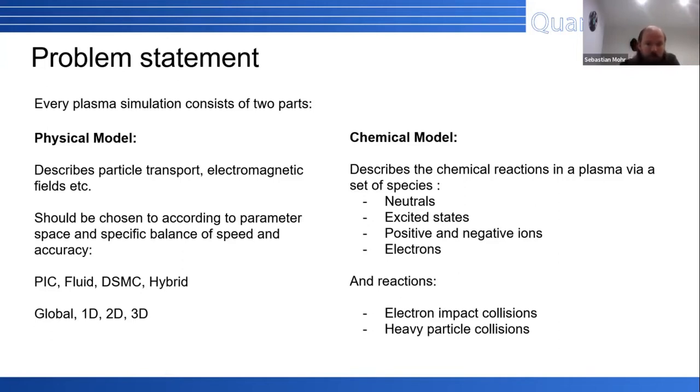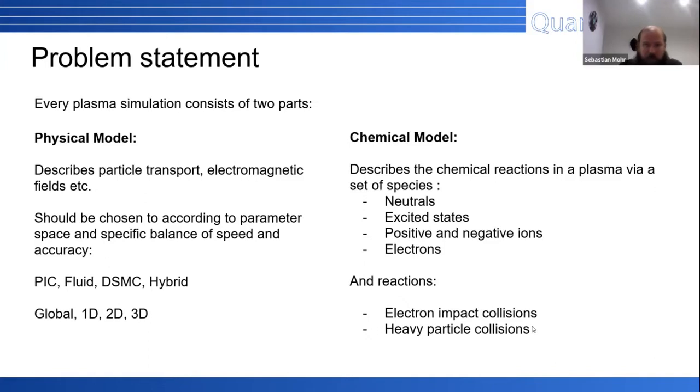Because the other part then is the chemical model, which describes the chemical reactions in the plasma between the different species, so between electrons, neutrals, ions, and such. And it doesn't matter how good your physical model is, if you don't have a good chemical model, you won't get good results. And essentially, you have two kinds of collisions: the electron impact collisions and the heavy particle collisions.